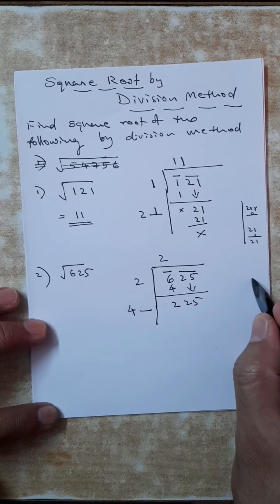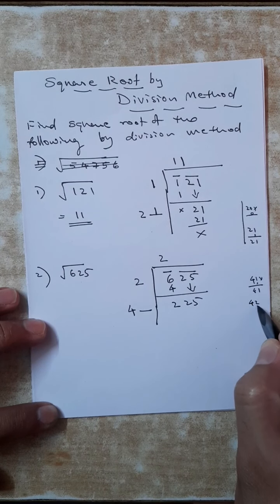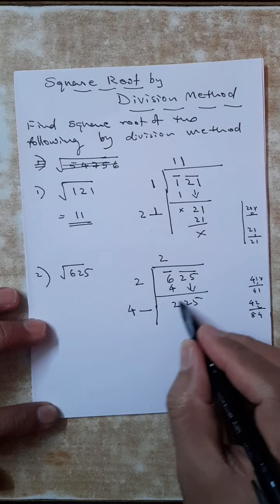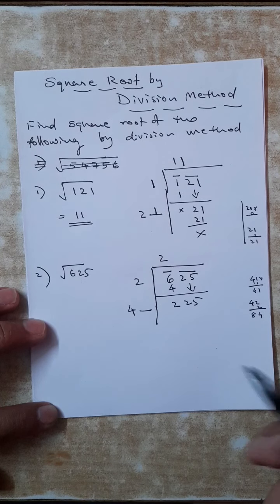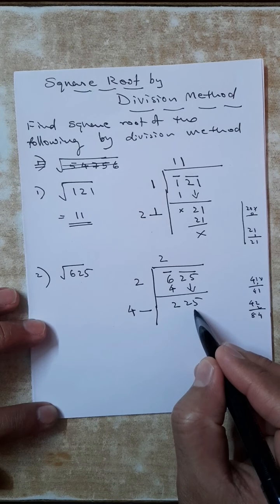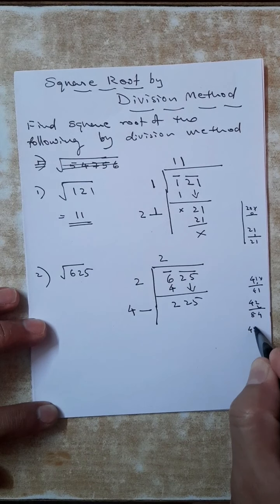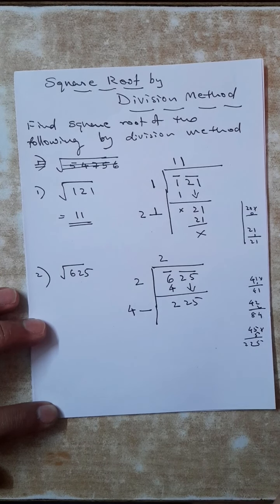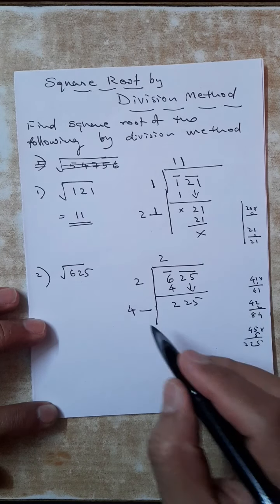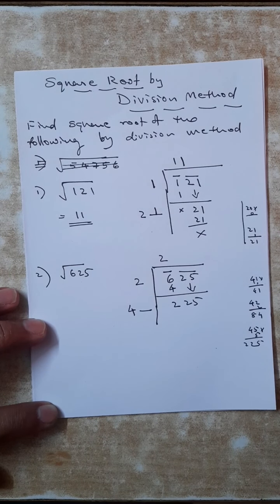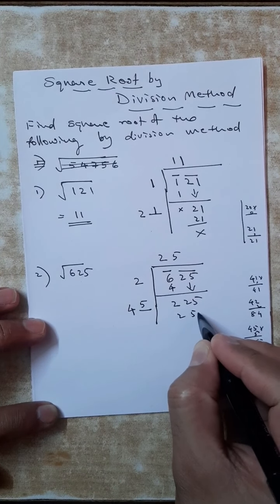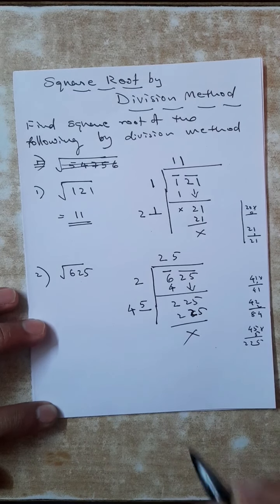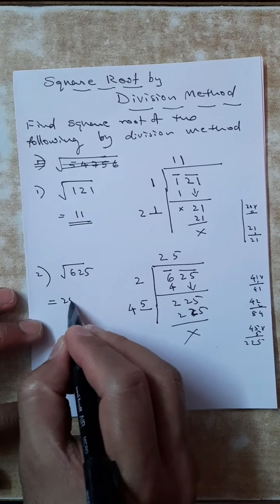If I am writing 1 there, so 41 into 1, 41. If I am writing 2, 42 into 2, 84. But I know it is 225. So not 1 or 2. Big number will go. 5 5s are 25. That is a technique. Last digit is 5. 5 5s are 25. So 5 may be okay. 45 into 5, 225. So I will write it as 5. So 5 into 45, 225. So square root of 625 is 25.